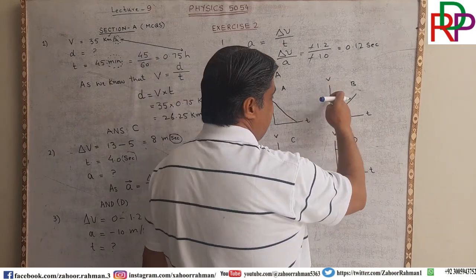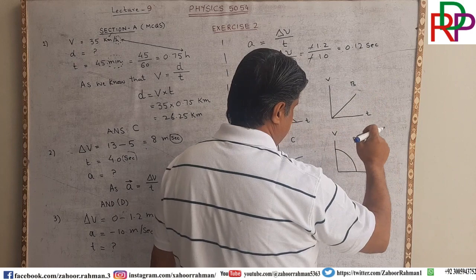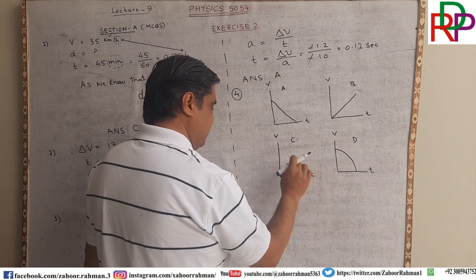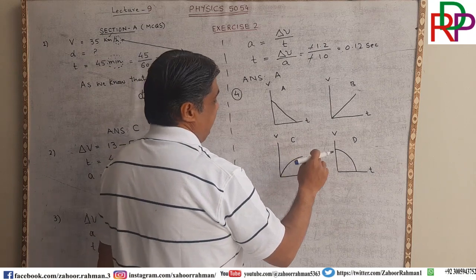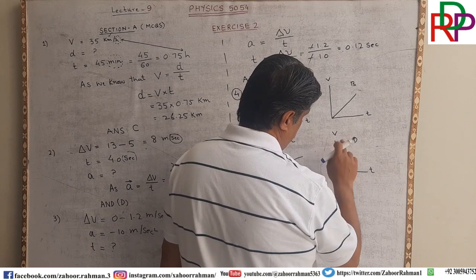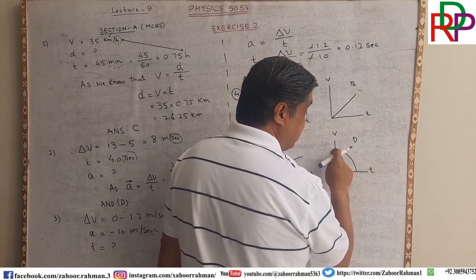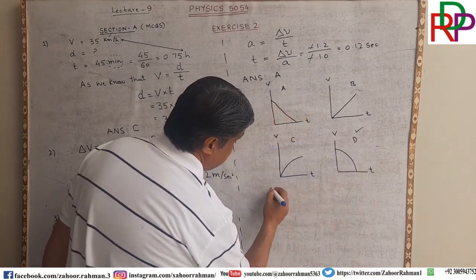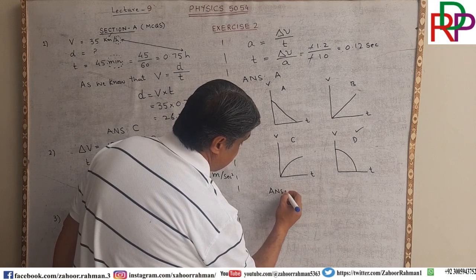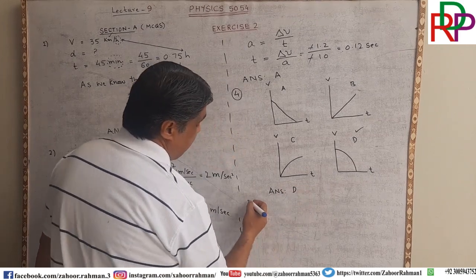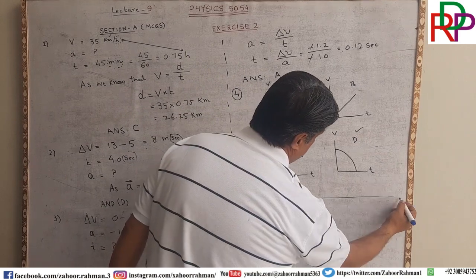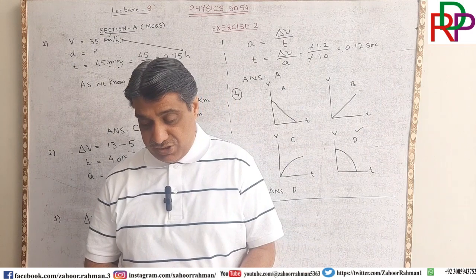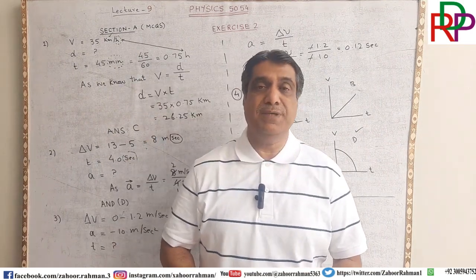Now the second one is increasing. This is not deceleration. This is also not deceleration. The velocity is increasing, but the acceleration is also in positive direction. Now this one is the answer because non-uniformly it is a curve and decreasing. So the answer is D. Okay, ladies and gentlemen, that was the whole story about section A. Now we will turn our focus to section number B.